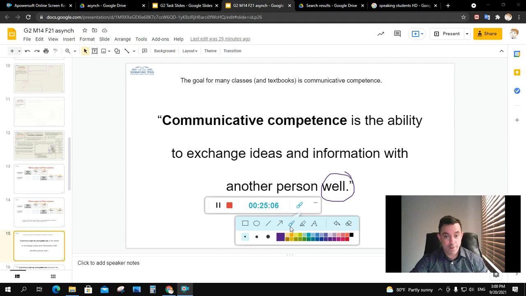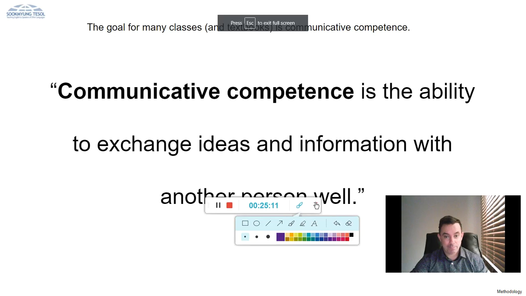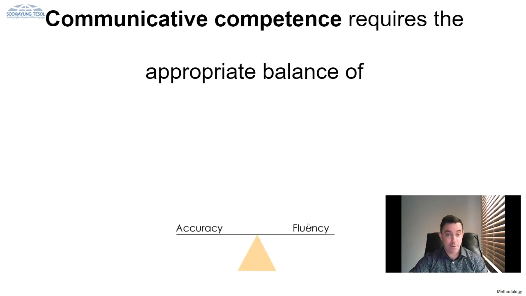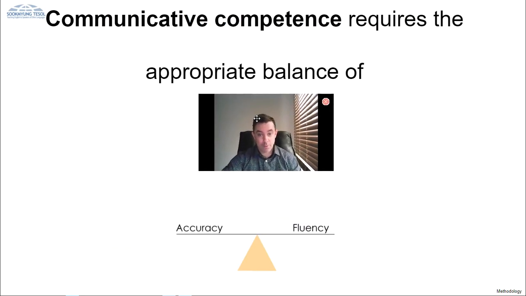So part of that, when we're talking about exchanging ideas and information well, part of that is your accuracy, right? So are you using the right words? Are you pronouncing it accurately? Are you using the right grammar for what you're trying to say? That's all coming down into accuracy. So what's the other side of that? Well, the other side of communicative competence is the opposite of accuracy, which is fluency. Okay, so what's fluency about?